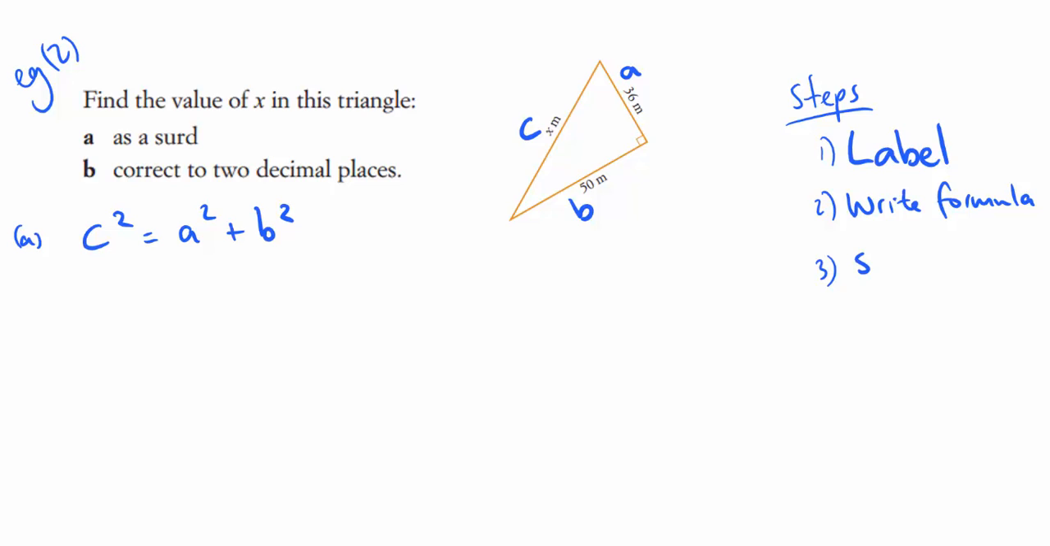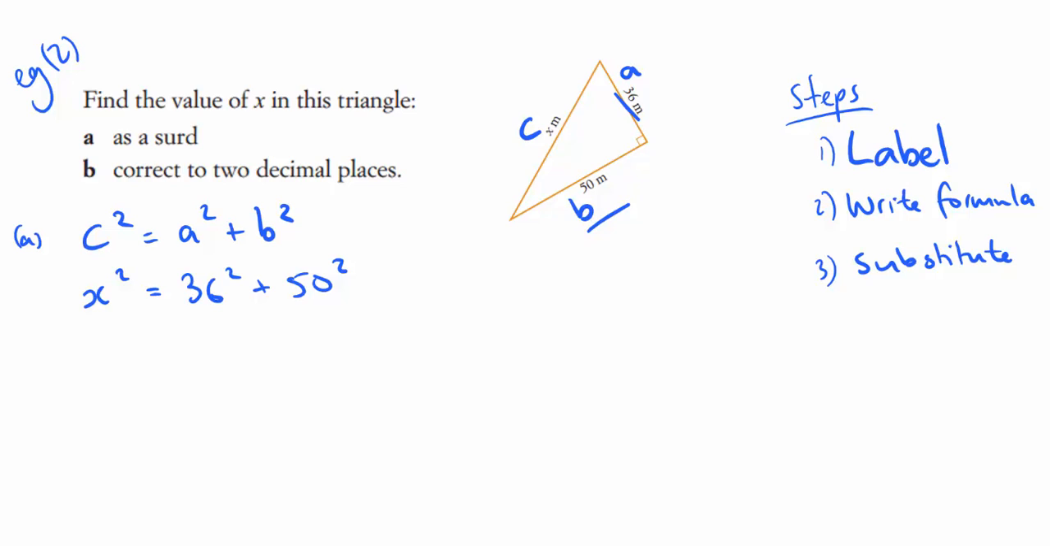Part 3, we need to substitute. So just like in sport, if you play soccer, one person comes off the field, another one goes on. Substitution in maths, you're replacing one letter here for a number, okay? You're replacing 1 for 1. So what did we label C? C equals X, A equals 36, and B equals 50.